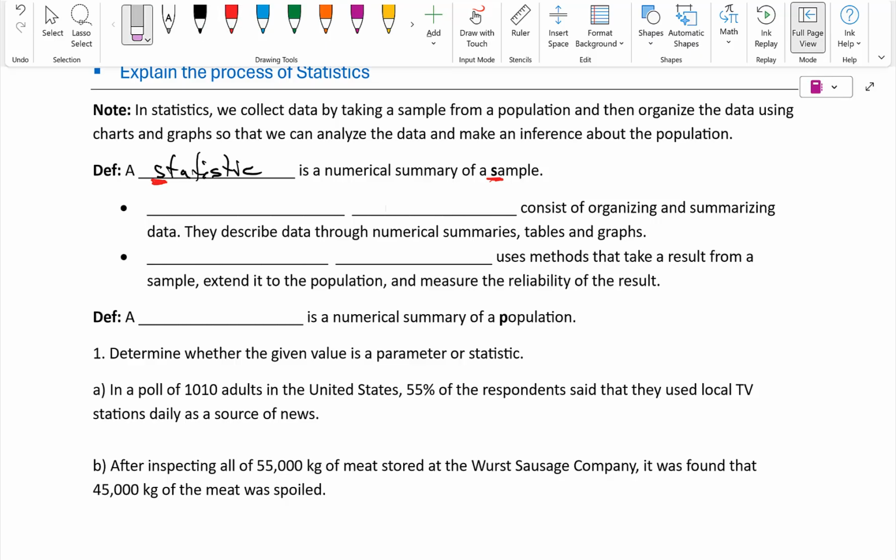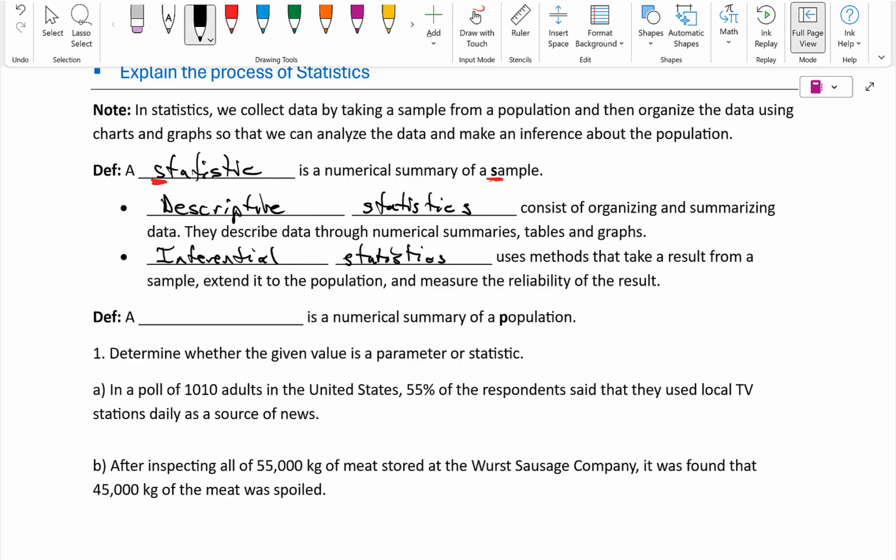Our course is going to be broken into two parts. We start with descriptive statistics. And descriptive statistics consist of organizing and summarizing data. They describe data through numerical summaries, tables, and graphs. And then we'll move into inferential statistics, which uses methods that take a result from a sample, extend it to the population, and measure the reliability of the result.